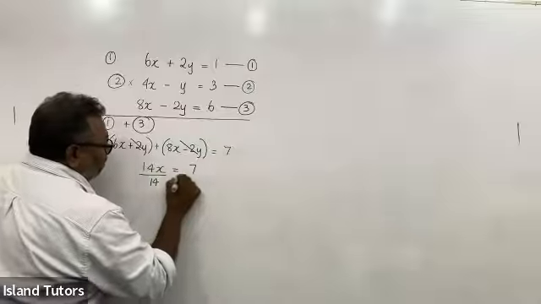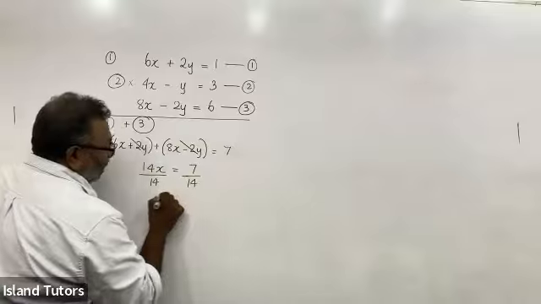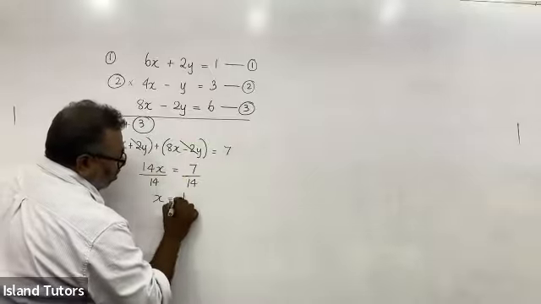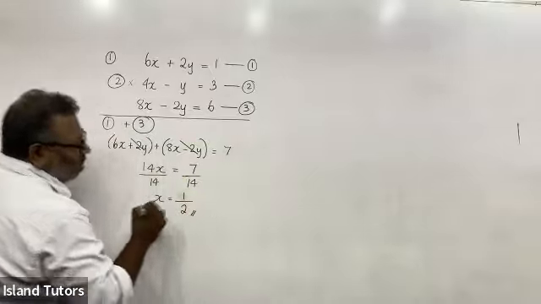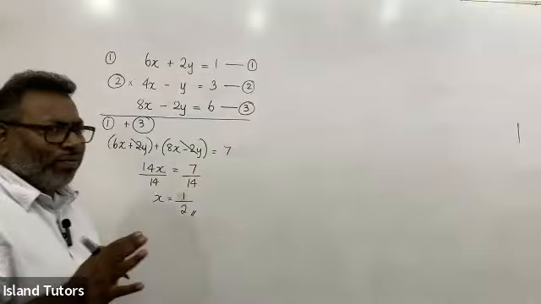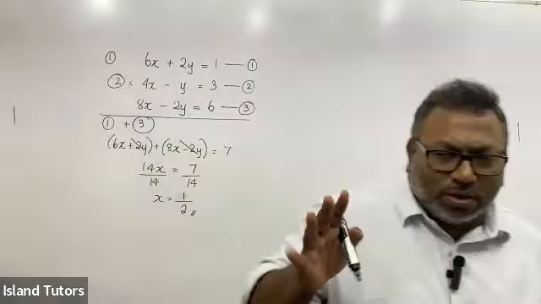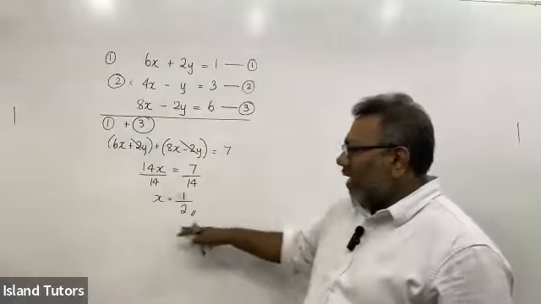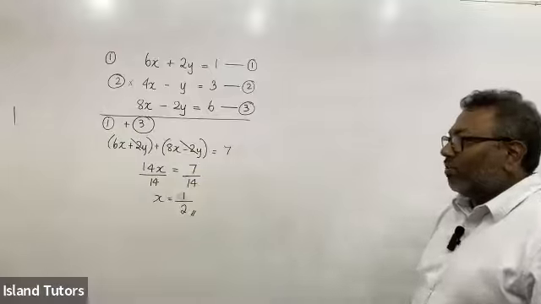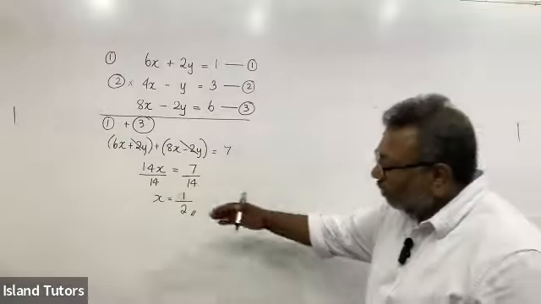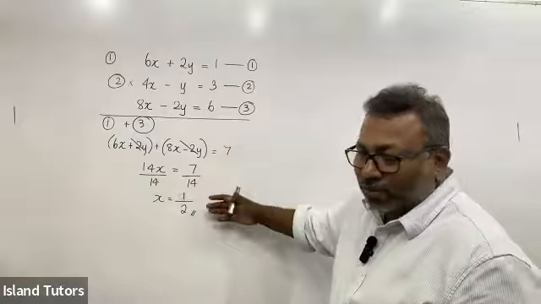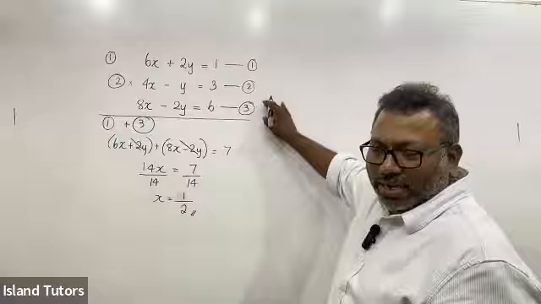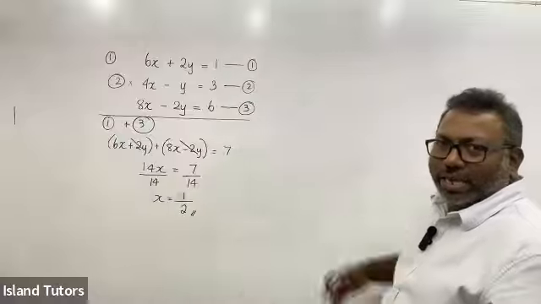Divide by 14. Divide by 14. X is equal to half. So you have found out X out of the two unknowns, X and Y. X is equal to half. Now what you do is you substitute this X that you found into one of these two equations and find out what is Y.